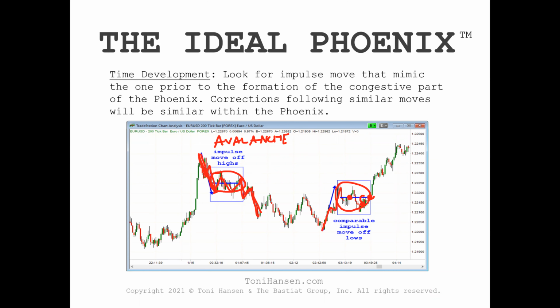Here we even have a little baby Phoenix within the bigger Phoenix. And that is beautiful, because what that does is it allows you to keep your stop using the smaller setup. But then instead of just looking for like the one-to-one target level on the smaller setup, you have that potential for the one-to-one target on the bigger scale instead.